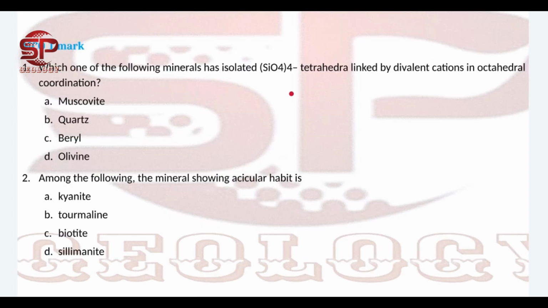Which one of the following minerals has isolated tetrahedra? You know isolated tetrahedra belong to the nesosilicate structure, among which olivine is a nesosilicate, and the tetrahedra are linked by divalent cations Mg and Fe. So olivine. Among the following, the mineral showing acicular habit: acicular is a needle-like habit. So sillimanite shows acicular habit. Kyanite shows bladed. Sillimanite shows acicular.